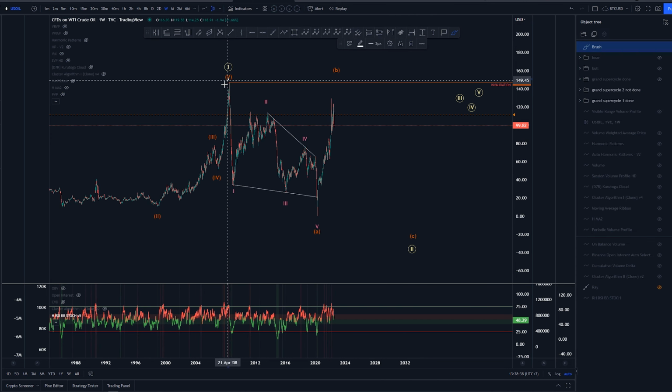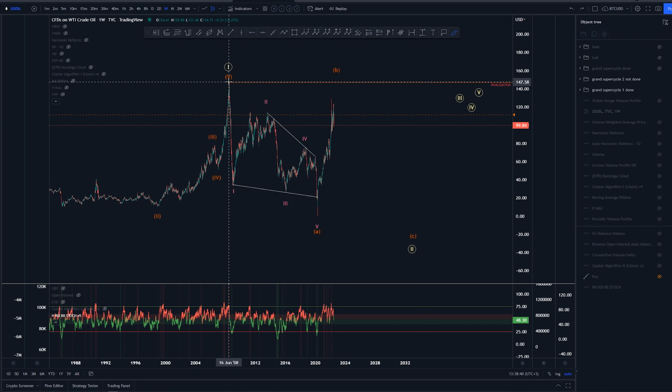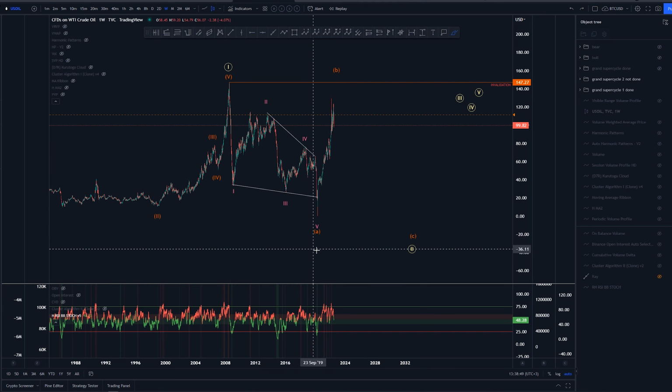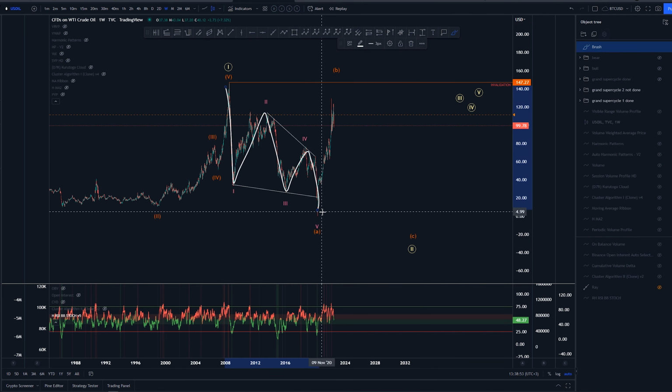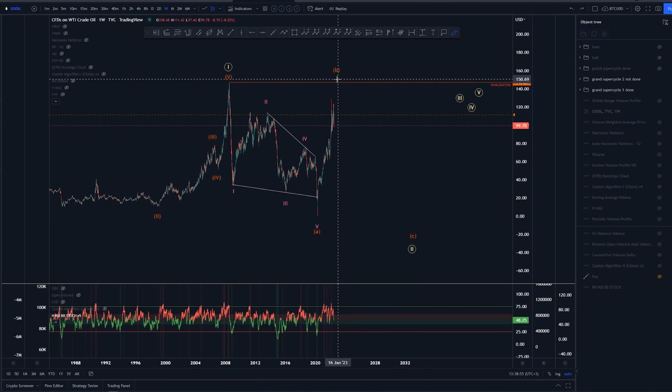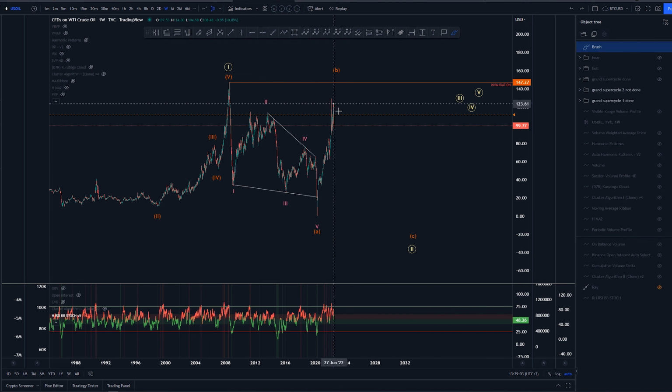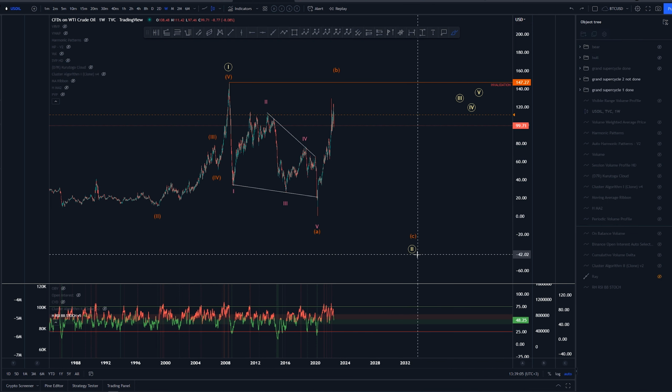The invalidation lies here around $146, at which point we would take out the highs from which this A wave started. If we are labeling it as a zigzag or a contracting diagonal here, then this would get invalidated at these highs. If we are, however, pivoting downwards, then we would be looking for a 5-wave sequence to finish this wave 2 of grand supercycle.